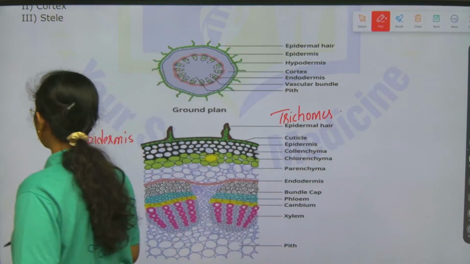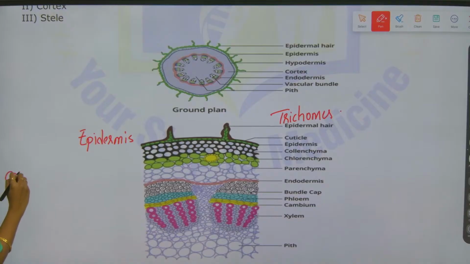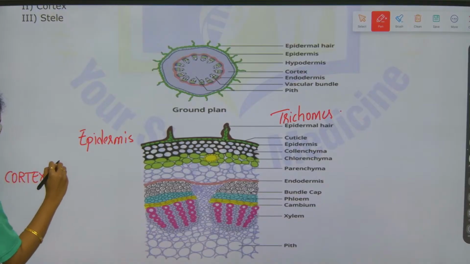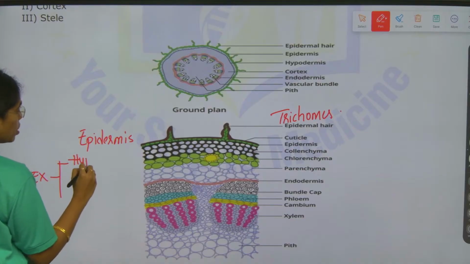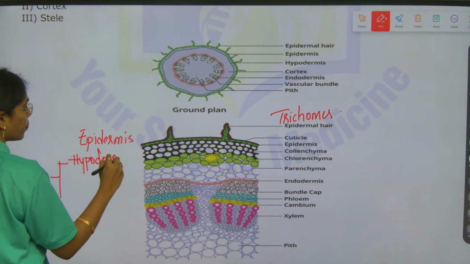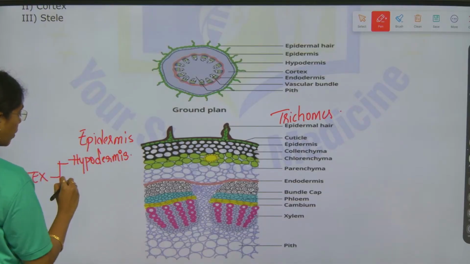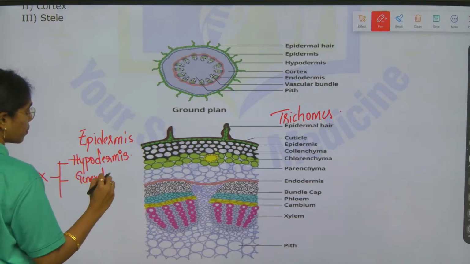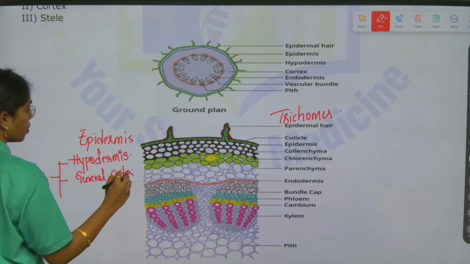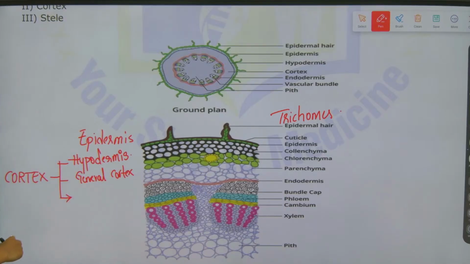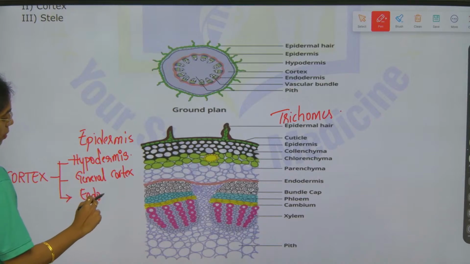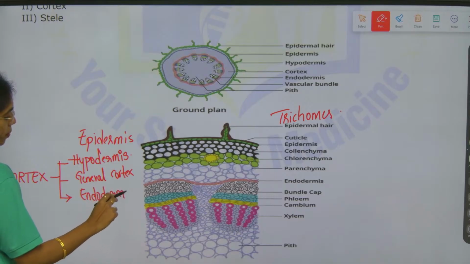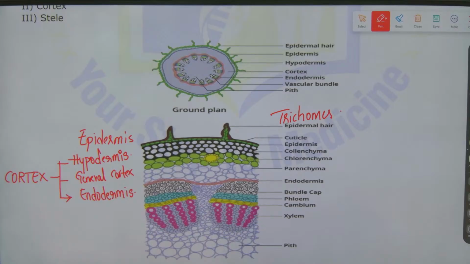Then the cortex region is differentiated into outer hypodermis, next to hypodermis the general cortex, and next to the general cortex the endodermis. So, you have hypodermis, general cortex and endodermis.